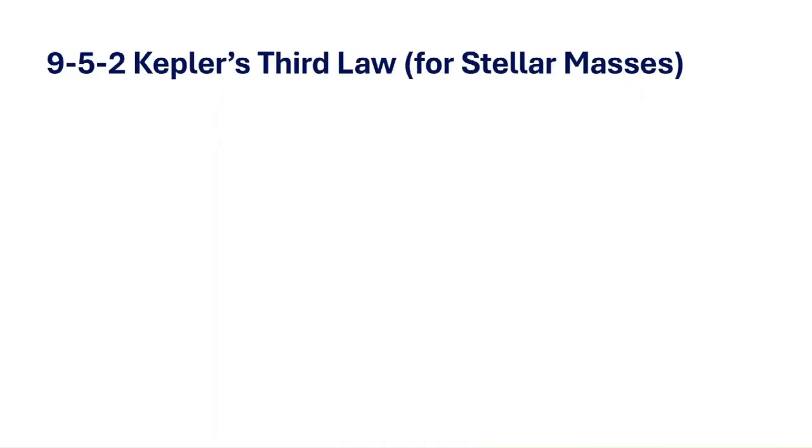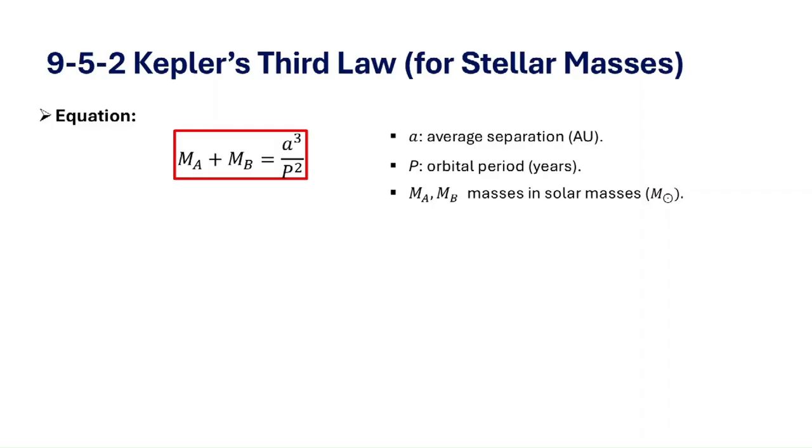So, now that we have seen how stars orbit around their common center of mass, the natural question is, how do we turn those orbital motions into actual numbers for their masses? And the answer comes from Kepler's third law in the form Newton generalized for any two bodies. Remember, we learned about Kepler's third law in a previous chapter. M_A plus M_B equals a cubed over P squared.